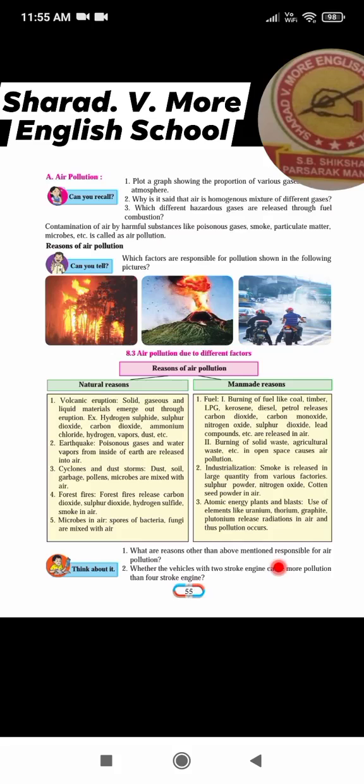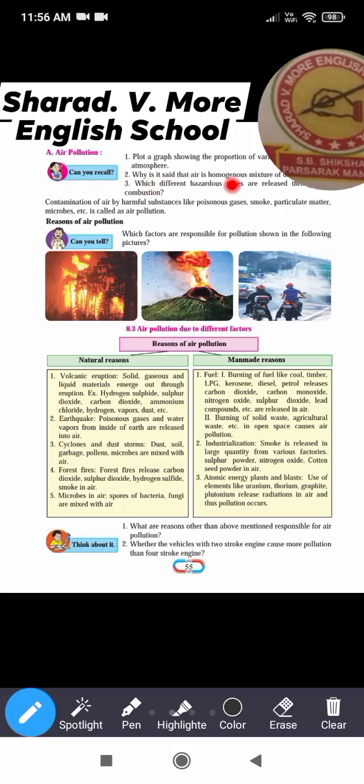Air pollution. Now we have to study air pollution in detail. Plot a graph showing the proportion of various gases in the Earth's atmosphere. So what do we know about the different types of gases in the air? Air is a mixture of gases, containing the largest proportion of nitrogen, the second largest proportion is oxygen, and in the remaining 1% there are many gases, for example CO2 (carbon dioxide), water vapors, helium, neon, krypton, radon, etc.